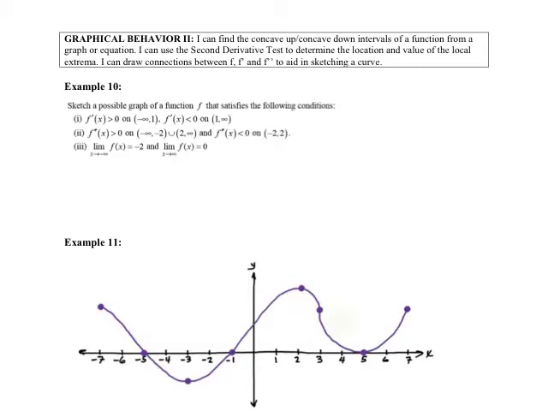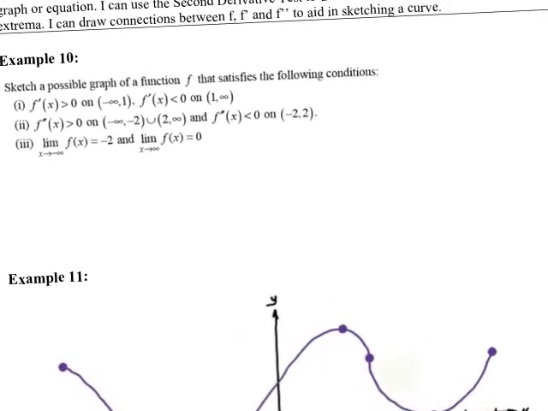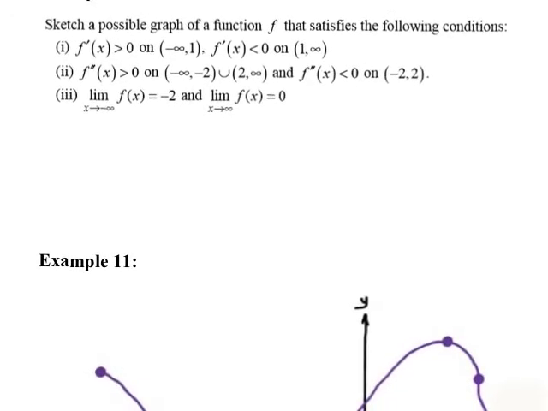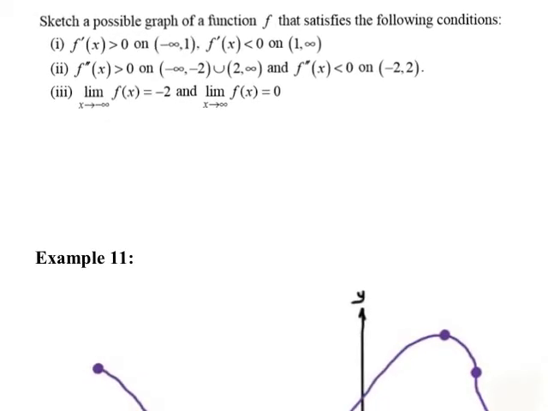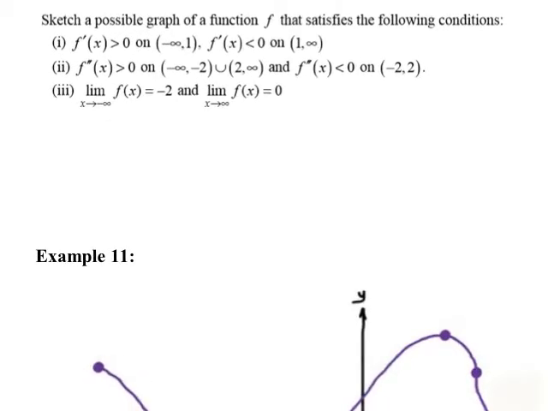All right, example 10. What we're going to do is take information and see if we can sketch a graph based off of the information in text form. So let's start here. Sketch a possible graph where the first derivative is positive from negative infinity to 1, and the first derivative is negative from 1 to infinity. So what we know is that up until the value of 1, the function is increasing, and from 1 on, the function is decreasing.